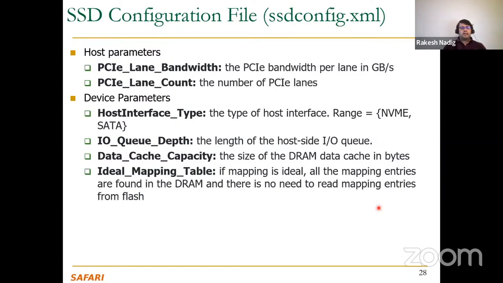Then we have something called the ideal mapping table. So as I mentioned earlier, we have a cached mapping table to store some of the entries of the logical to physical address translation in the DRAM cache. But let's say if we want all the entries to be cached in the DRAM, then we set the ideal mapping table to be true, which actually stores all the entries in the DRAM. This is not the case in a real SSD, but we can do this for checking the ideal performance. Otherwise, the SSD only stores a part of the entries in the DRAM, which is defined by the cached mapping table size. And if there is any entry missing in the cached mapping table, then it has to go to the backend to fetch the mapping table entry.